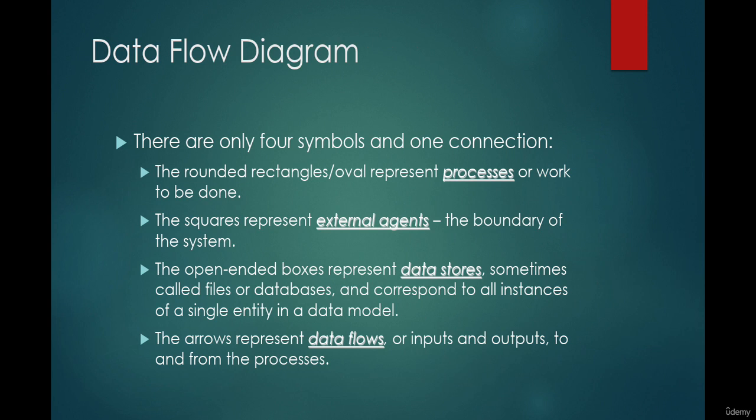Okay, so there are only four symbols and one connection. We'll go through them one by one. Let's get an overview of them. The rounded rectangle or oval represents the process or work to be done. The squares represent external agents, which mark the boundary of the system. The open-ended boxes represent data stores, sometimes known as databases, and correspond to all instances of a single entity in a data model. And the arrows represent data flows, or inputs and outputs to and from the processes.